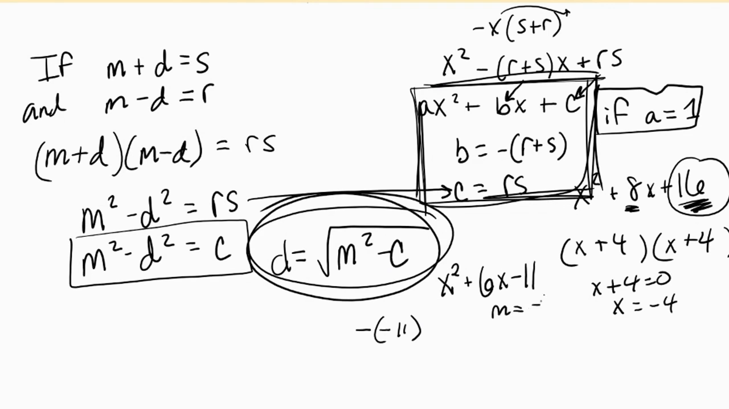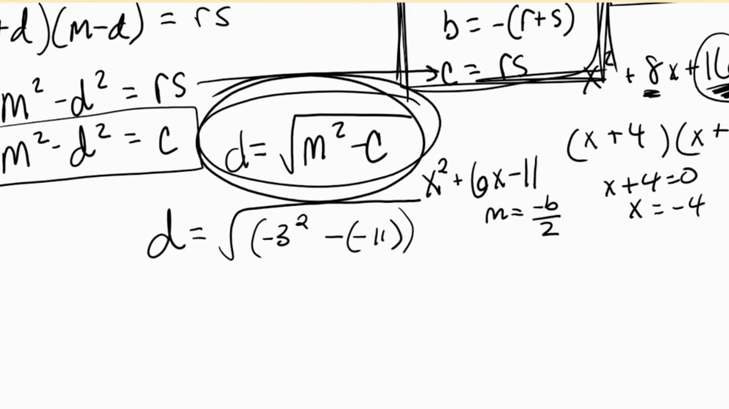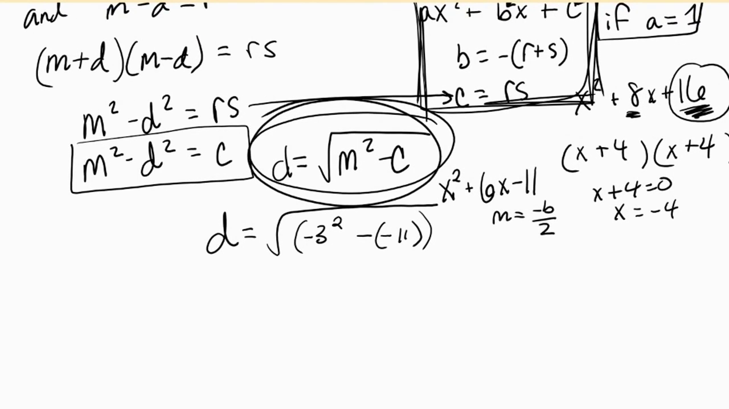Remember, m was just the opposite of b divided by 2. So negative 6 divided by 2 is negative 3. And we find the square root of that, we will get d. We will get that distance. So this will give us 9 plus 11 is 20. And so the square root of 20 is how far away each of those points are from that midpoint.